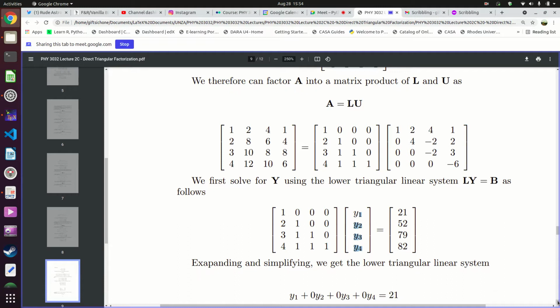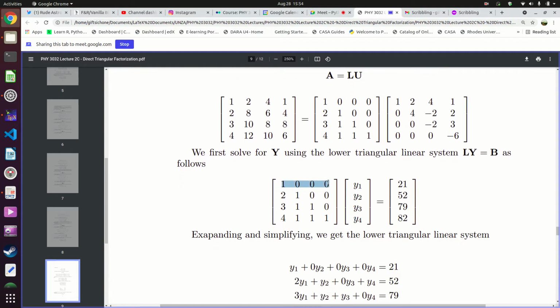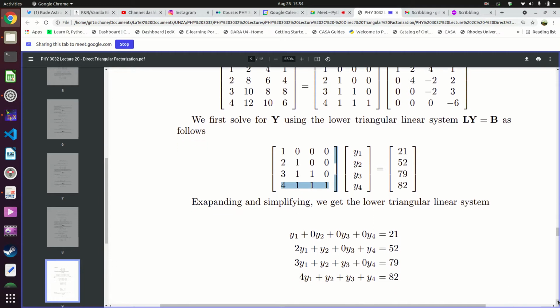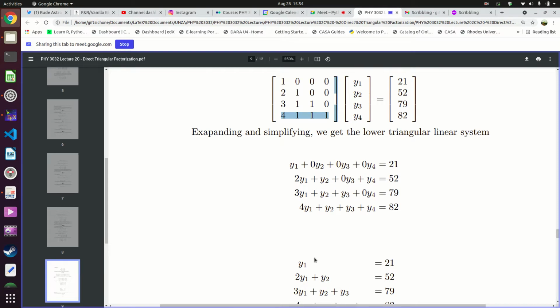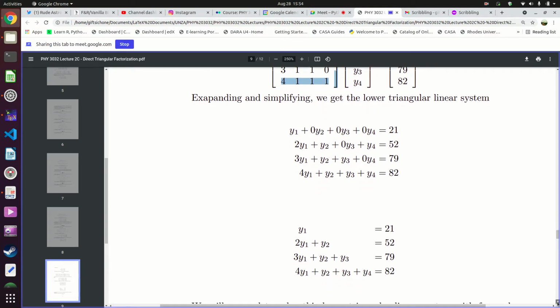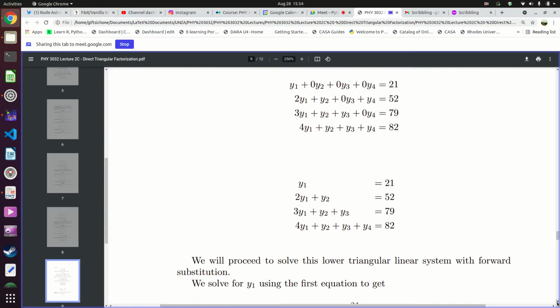When you expand, you multiply this row times this column, you get this. You multiply the second row times this column, you get what you have here. You multiply your third row times this, you get what you have there, and the fourth row times this, you get what you have down there. When you simplify, you end up with y1 equal to 21, 2y1 plus y2 equal to 52, 3y1 plus y2 plus y3 equal to 79, 4y1 plus y2 plus y3 plus y4 equal to 82.